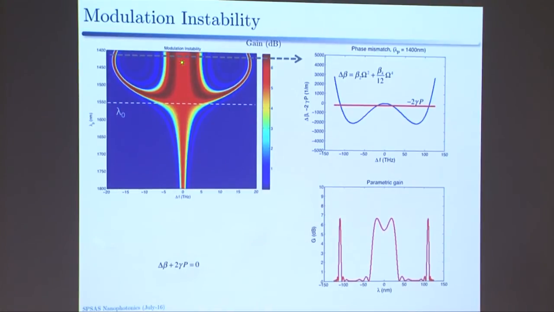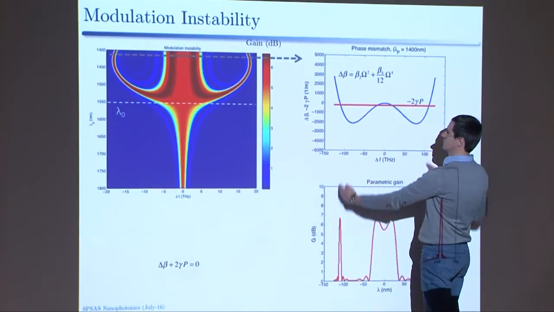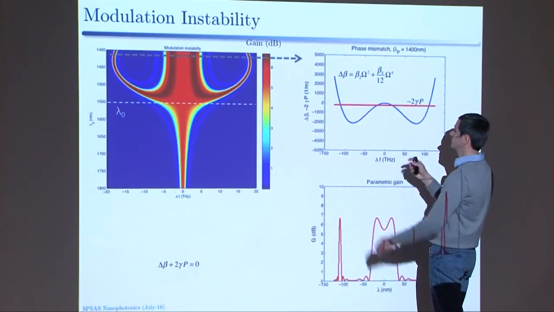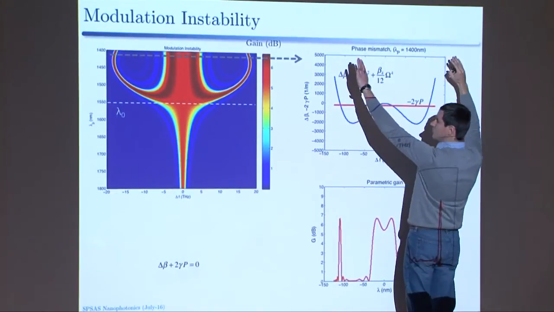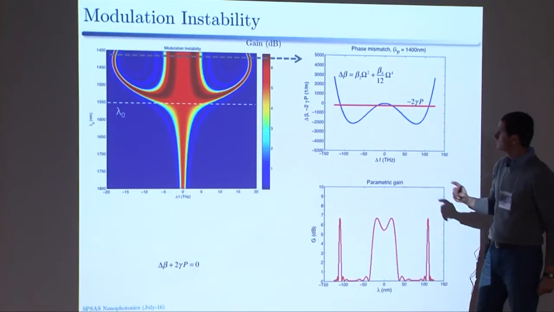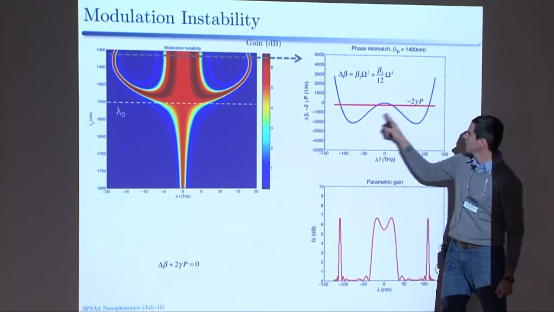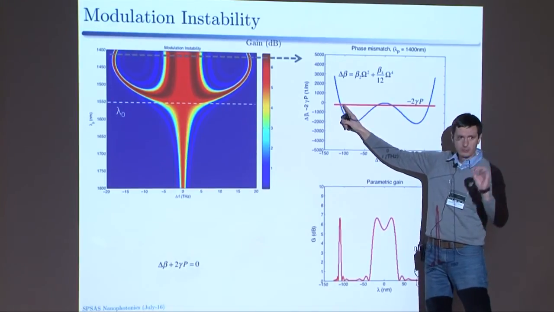Now, we are in the anomalous dispersion. So beta 2 is a parabola looking down, like that. Then I'm adding beta 4, but beta 4 is positive. So eventually, beta 4 dominates and goes back up, right? So it crosses the minus 2 gamma P here, here, here, and here. So here I have perfect phase matching.